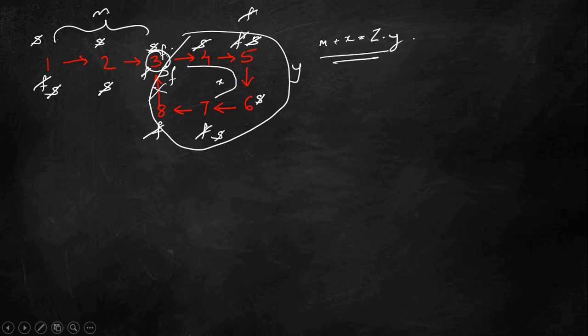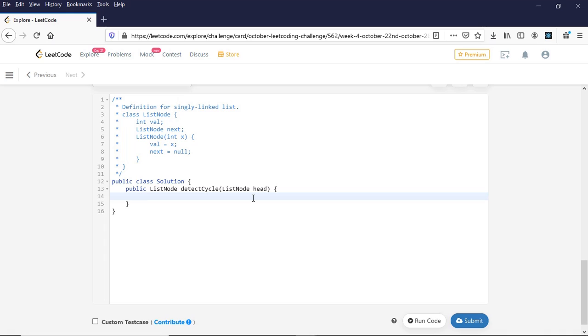Okay, so let's look into the algorithm for this. First we'll check if the head is null. If it is null, then we can directly return null as the value. So here I'm checking if head is null or head dot next is null. In that case I can directly return null. Now I'll have a slow and fast pointer. Both slow and fast pointers are first pointing to the head.